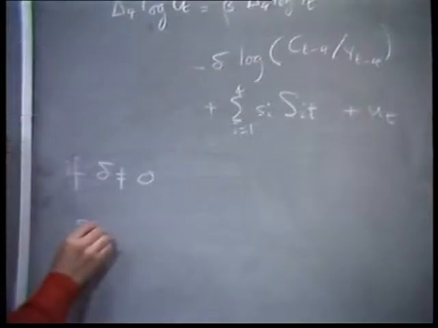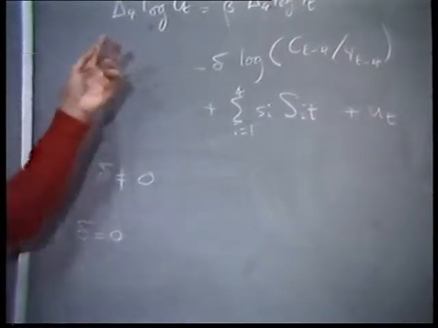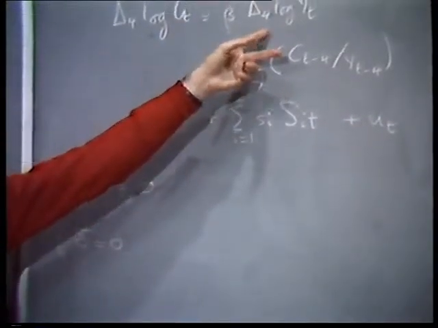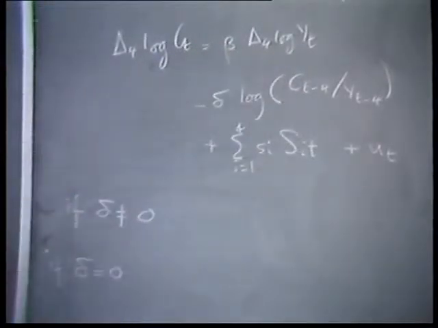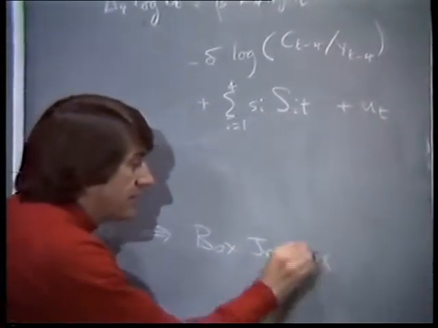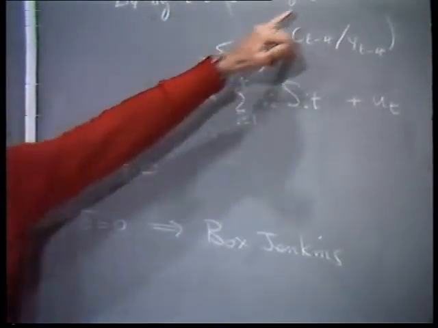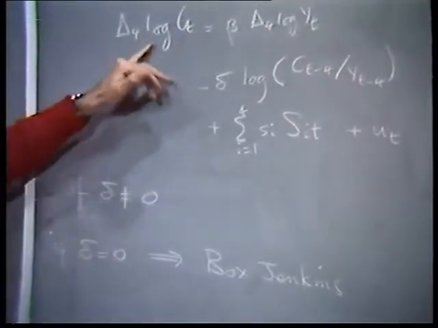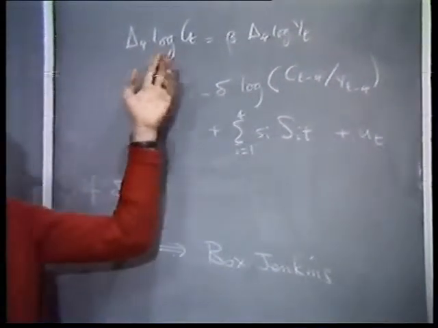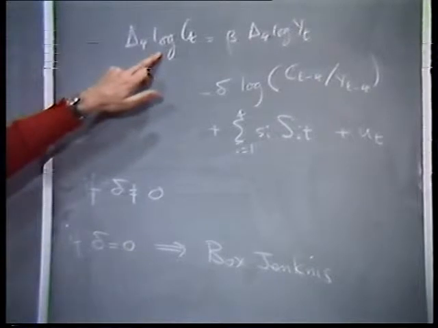But also notice that if in fact delta is 0, then this becomes a model in the seasonal differences of the logs of the interesting variables C and Y. And that in fact is a model that we're quite likely to be considering had we adopted a Box-Jenkins approach to the relationship between C and Y. We may well have used the log transformation to get the variance of the variables stable, so used the log as a variance stabilizing transformation.